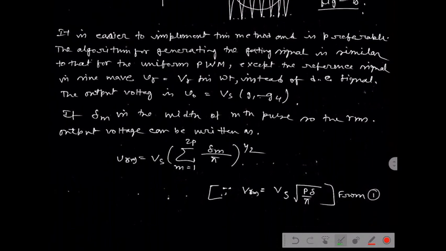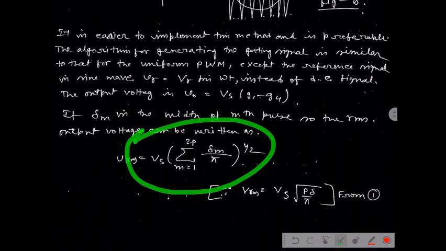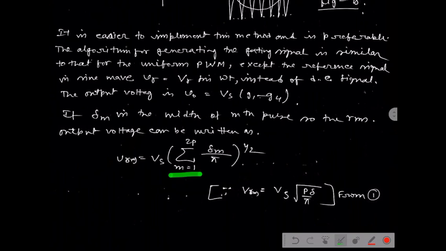Now go to the calculation of the RMS value. This is defined here as VRMS equal to Vs into the summation of this term. Here Vs into M, where M means the mth order. So it is clear to implement this method, and it is preferable. I am talking about the previous section.